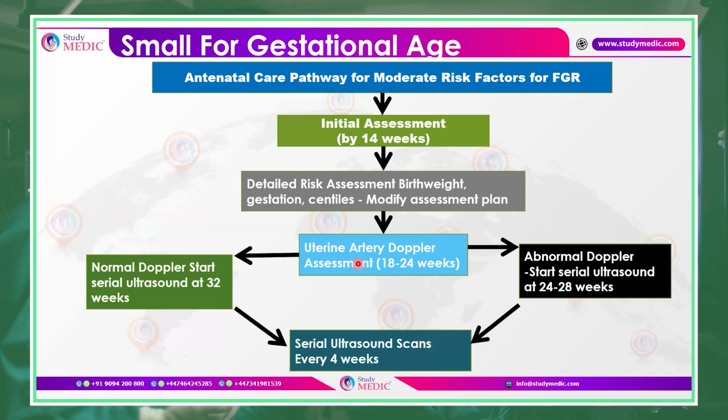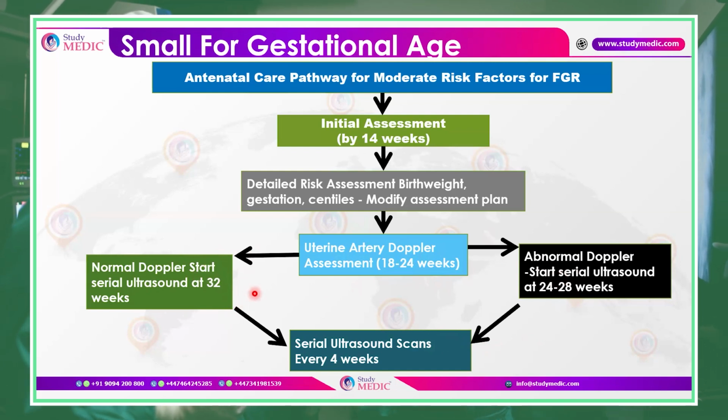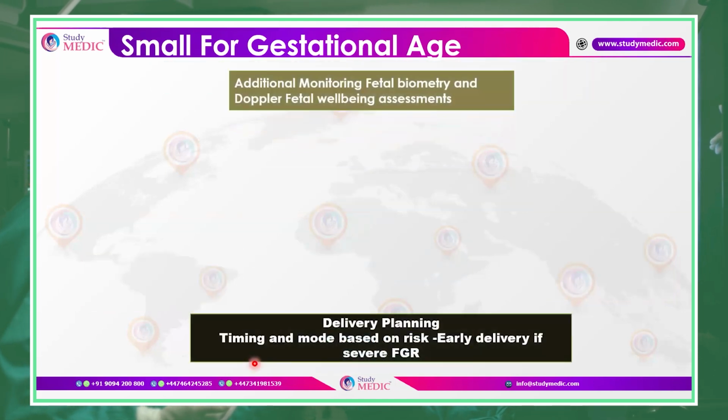So this is a potential exam tested area, that is, when to do the uterine artery Doppler. If it is abnormal, what would be the next step? If it is normal, what would be the next step? And what you are going to do in the next step, how you are doing the serial monitoring, that is also very, very important.